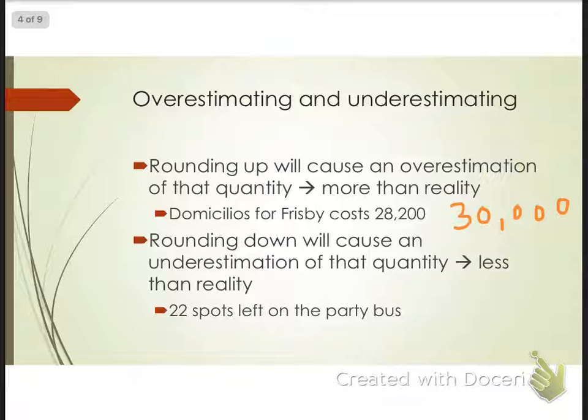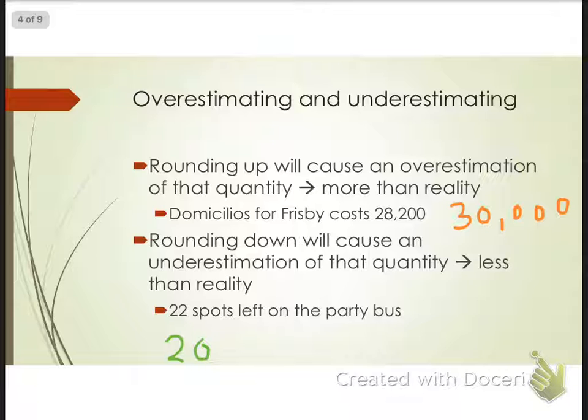Now, if I rounded down, the opposite would be true. I would underestimate, which means less than what I really have. So if I rounded to the nearest 10 for 22 spots left on a party bus, I would get 20.